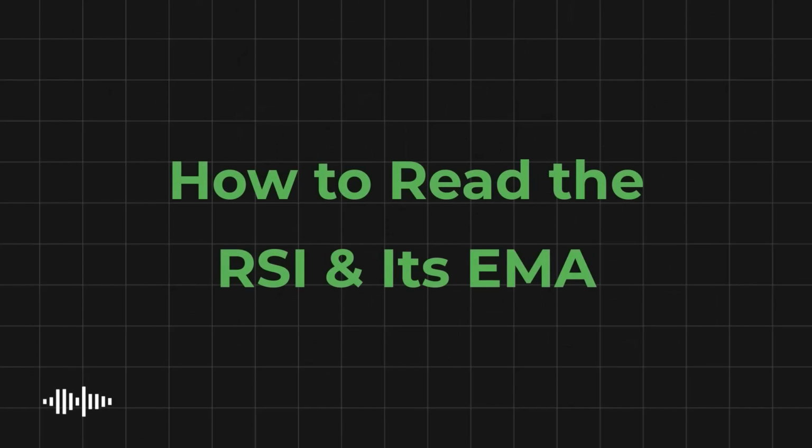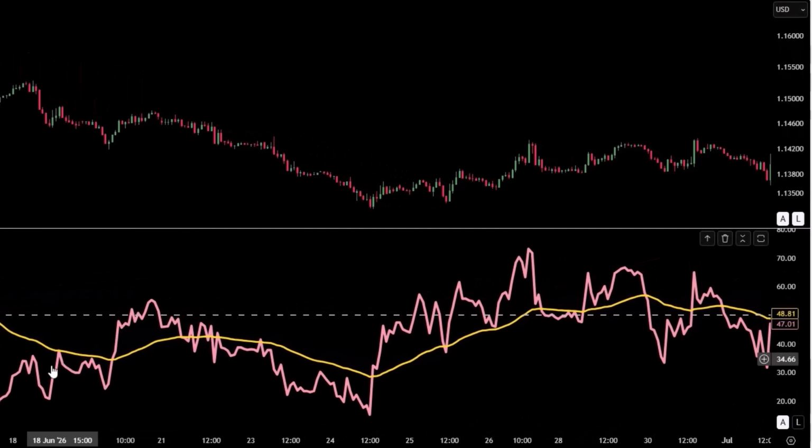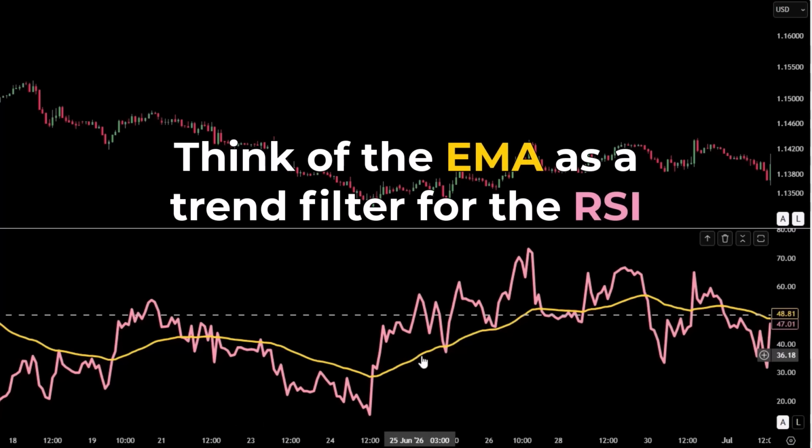How to read the RSI and its EMA. Now that our chart is ready, let's learn how to read these two lines. The RSI is the faster line. It reacts quickly whenever momentum changes. The EMA is the slower line. Instead of following every small RSI movement, it smooths the data and shows the overall direction of momentum. Think of the EMA as a trend filter for the RSI.